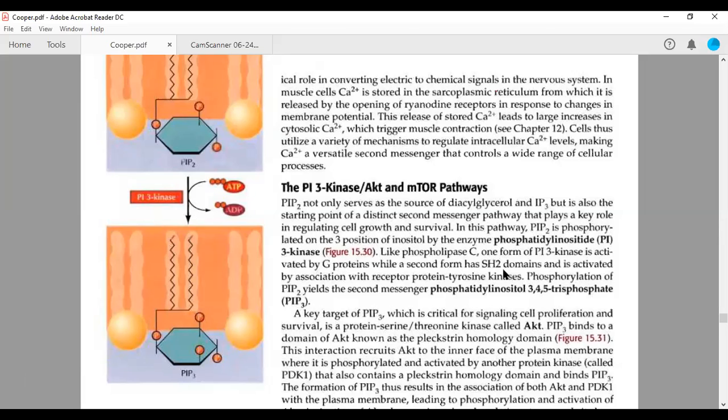Okay, someone is asking what the function of these proteins is. So the protein which has an SH2 domain will interact with phosphotyrosine, and the phosphotyrosine-interacting protein will be activated, and it will now convert this PIP2 into PIP3. It is activated by association with receptor protein tyrosine kinases. So phosphorylation of PIP2 yields a second messenger called phosphatidyl inositol 3,4,5 triphosphate, PIP3.